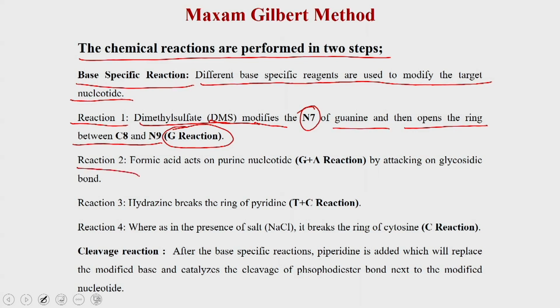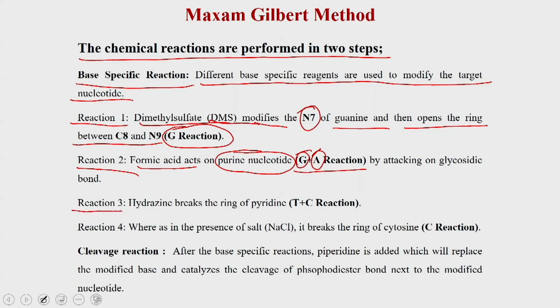In reaction 2, you are going to add formic acid, which is going to modify the purine nucleotides, which means it is going to modify the guanine as well as the adenine, and that is why this reaction is called the G plus A reaction.